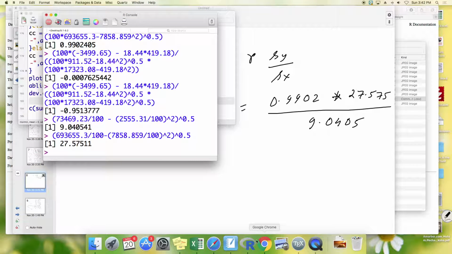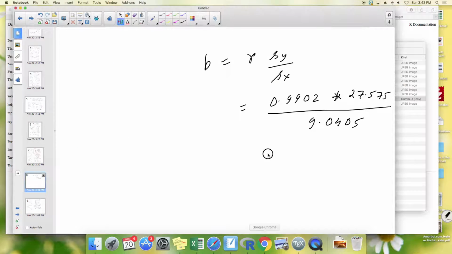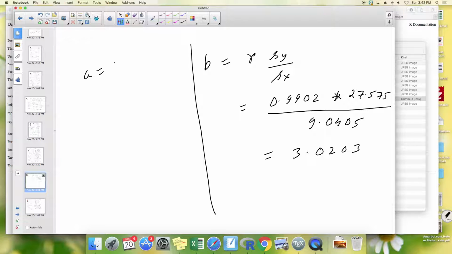So this becomes 0.9902 times 27.575 divided by 9.0405, which comes out to be 3.0203. Suppose 3.0203. And we also know that a equals y bar minus b times x bar.